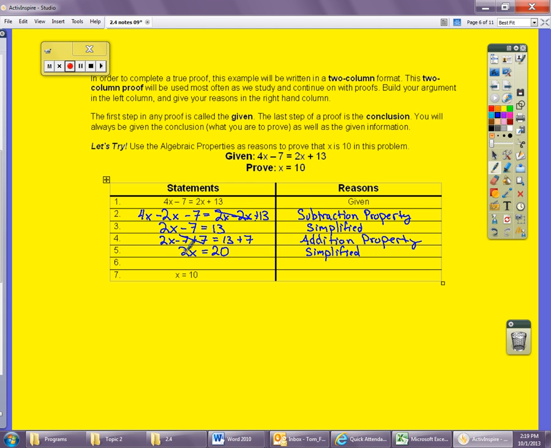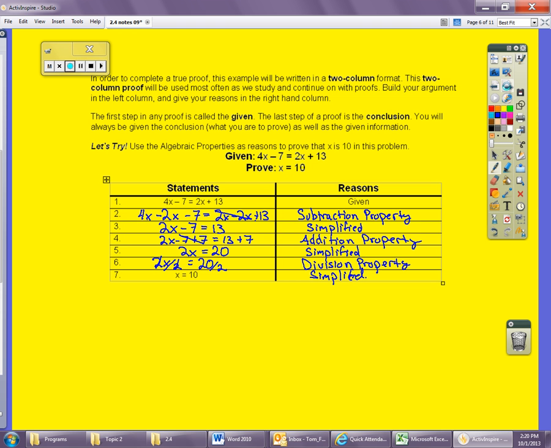Now to get x all by itself, we're going to divide by 2. So it's going to be 2x divided by 2 equals 20 divided by 2. And what allowed us to do that? That's the division property. So the 2's are going to cross off, and we'll be left with x, and 20 divided by 2 is 10. We simplified to get there. So that's developing a 2-column proof. We have our statements on the left side and our reasons for doing everything on the right side.